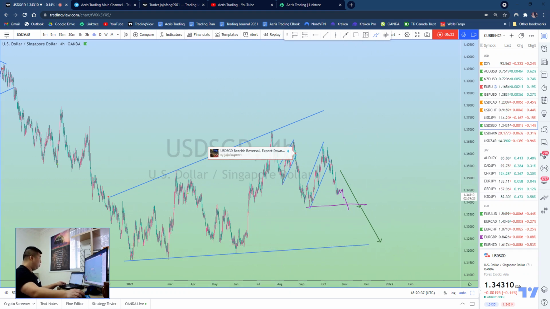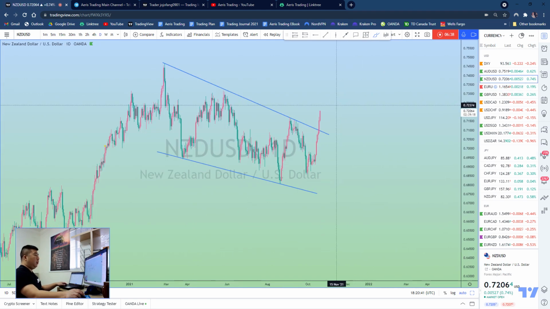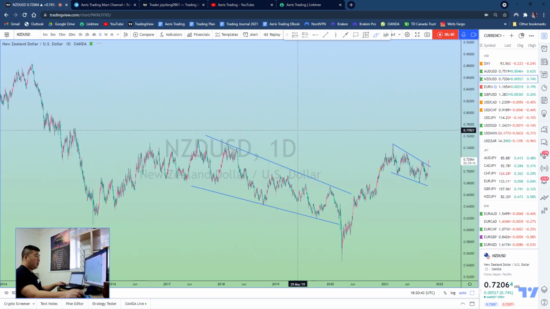Now let's continue to a couple other dollar pairs. Let's go with Kiwi Dollar here. Kiwi Dollar, if we look at the higher time frame, again, it's very similar to Aussie Dollar, right? We have this descending structure pushing the price.